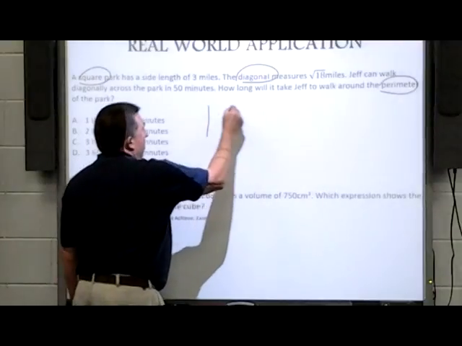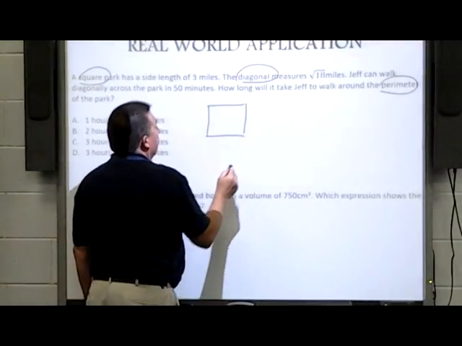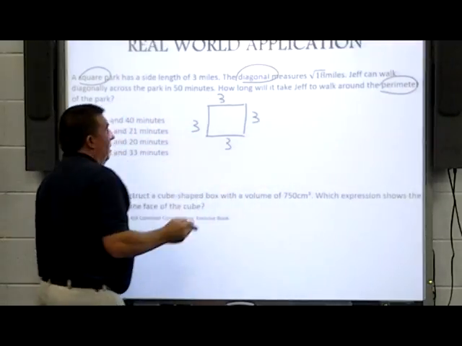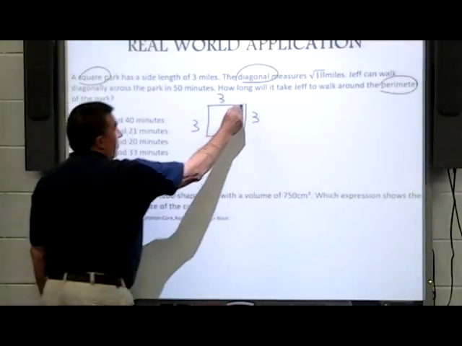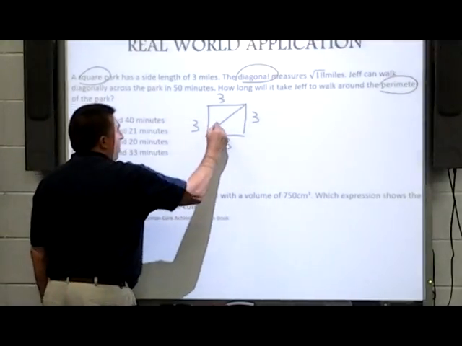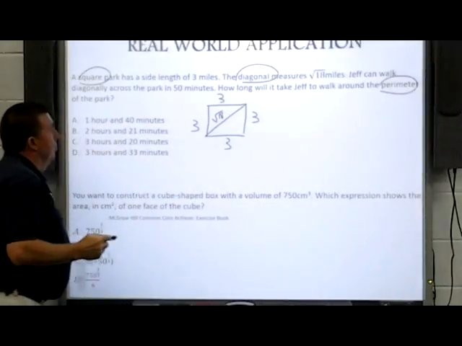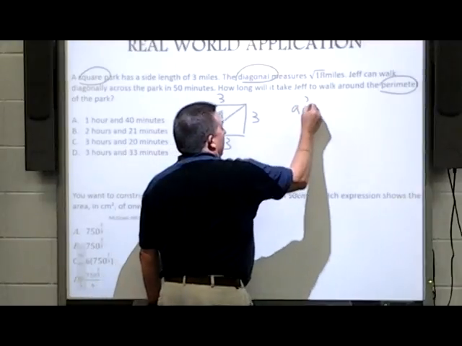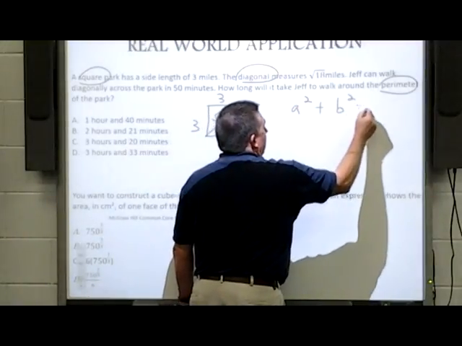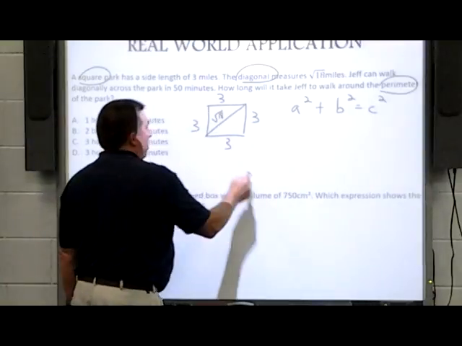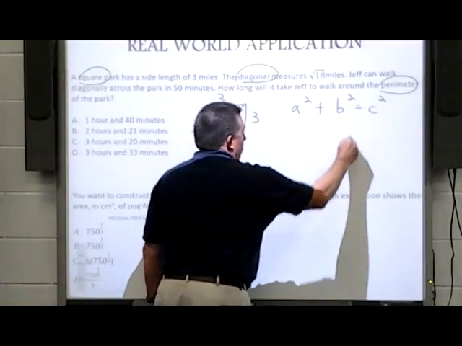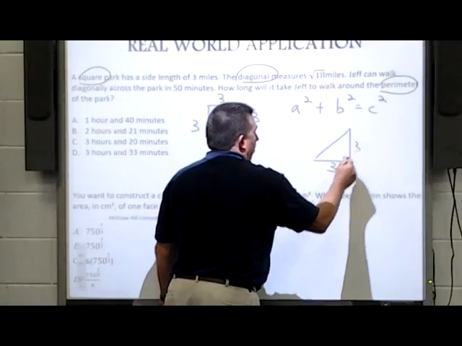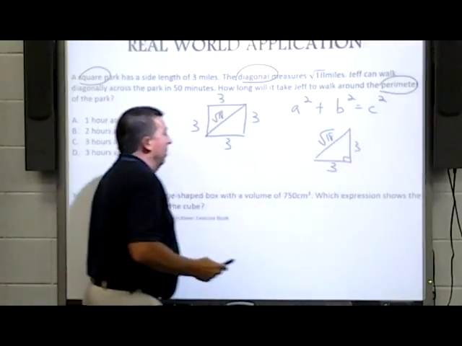So we have a square. Said each side is 3. It tells us that he's going to walk the diagonal, which is the square root of 18. So basically what you remember on this problem is the Pythagorean theorem, where you have a squared plus b squared equals c squared. So if you look at just one part of the square, you would have this right triangle. You'd have 3 here, and that hypotenuse is square root of 18.